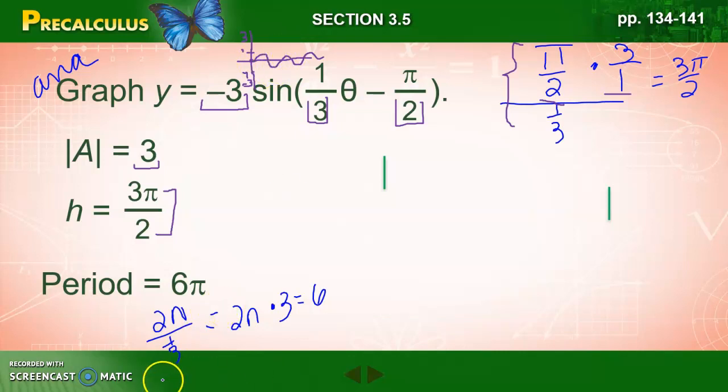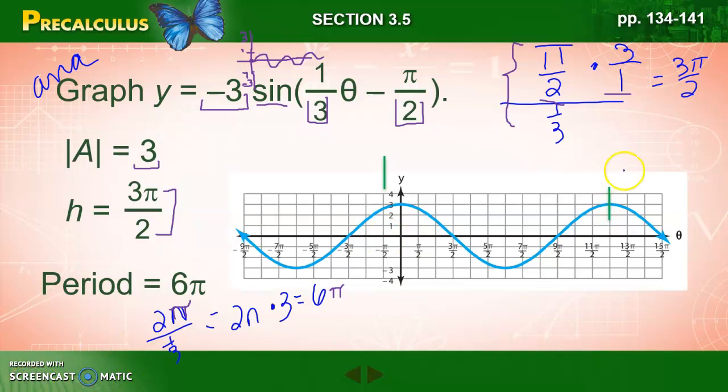And then to determine our period, we're going to take 2 pi divided by n. And because this is a sine function and our period is 2 pi, we've got 2 pi divided by our n, which is 1/3. Again, multiply by the reciprocal here. 2 pi times 3 equals 6 pi. So our period, or our function, will repeat every 6 pi instead of every 2 pi. Let's take a look at what that looks like.